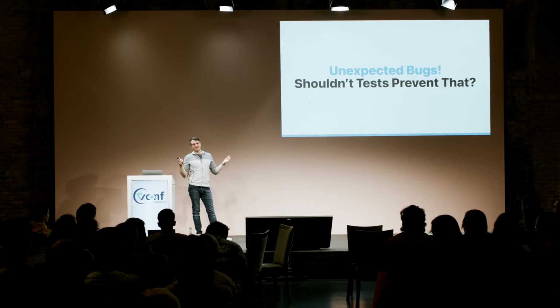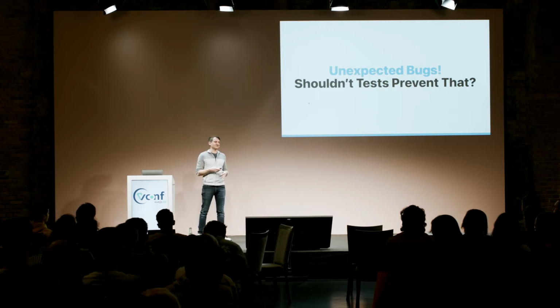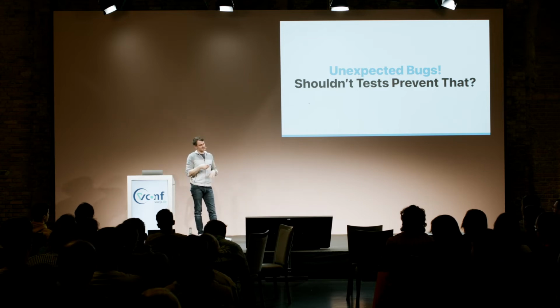We have very good line coverage. We have close to 100% line coverage, and we have tests for all of our components. Each component is tested. But still, here and there, we get unexpected bugs, and shouldn't the tests prevent that? They wonder. And the answer is yes and no.